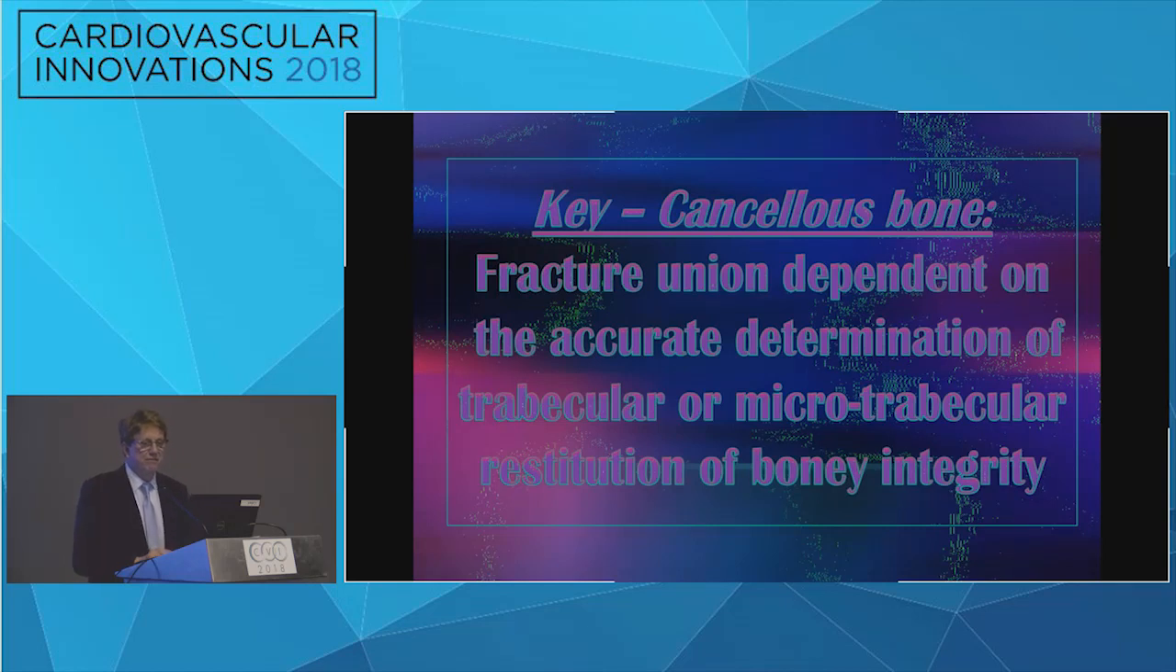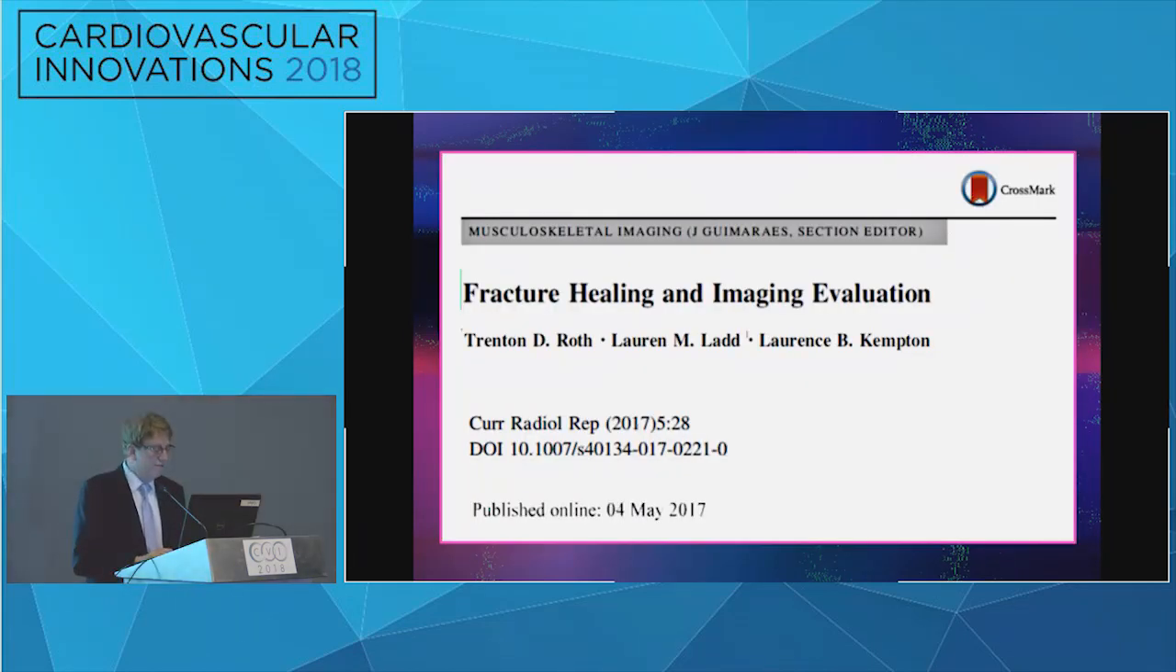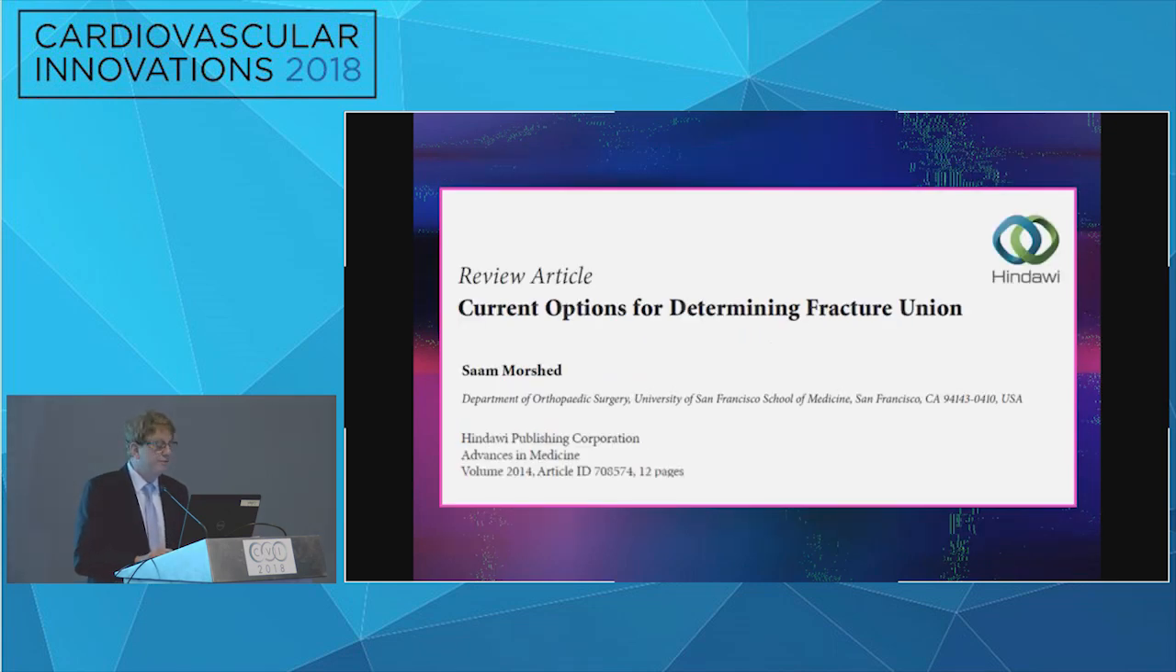In the midshaft of bone, fine. But when we're at the ends of bones, we don't have callus. So now we have to make some kind of an assessment based upon the imaging system as to whether there's been restitution of integrity, restoration of trabecular patterns. That can be tough. Some very good references if you want to read on the topic: this one by Roth, 2017, is very good, out of Current Radiology Reviews. And Morshed has some very good articles also out there.